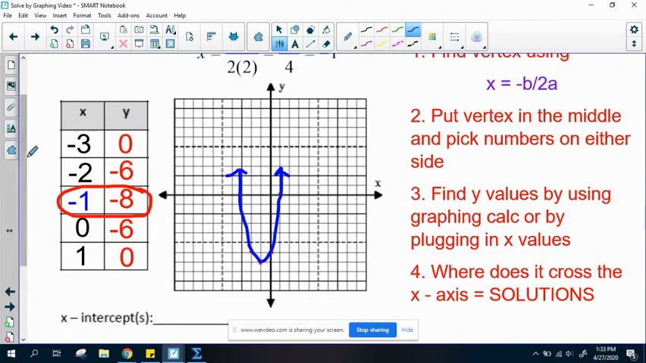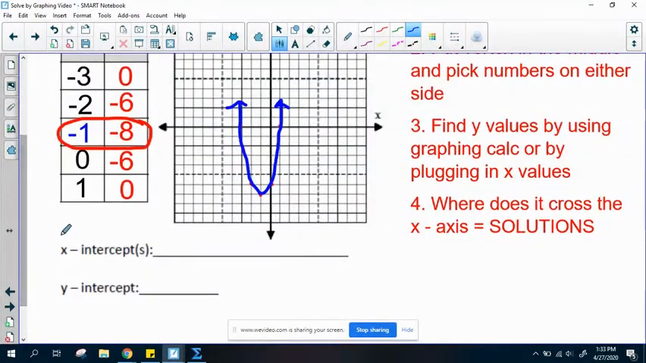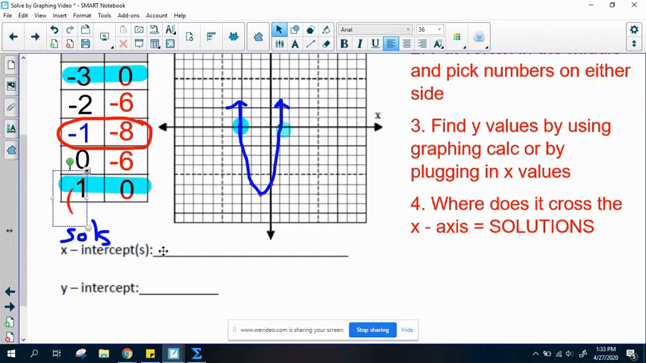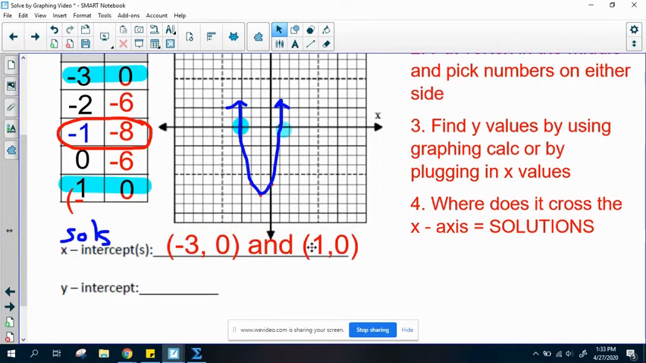Okay, so that is the graph, but you're actually supposed to solve. So they want to know what the x-intercepts are. These are the solutions. The solutions are your x-intercepts. So what solutions do we have? Where does it cross the x-axis? At 2 points. You can tell that it's here and here. You can also tell quickly from your table it's where the y value is 0. So one of your answers is -3, 0, and the other answer is 1, 0. So that's where it crosses the x-axis.